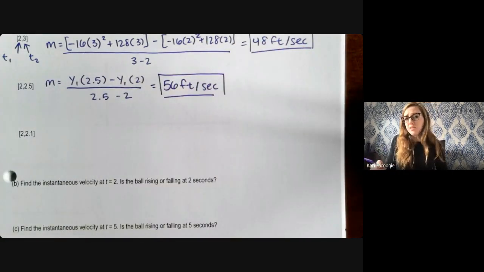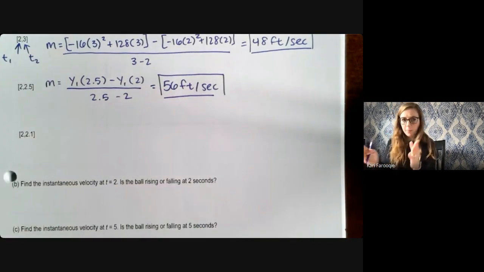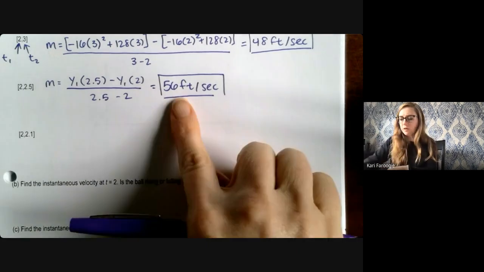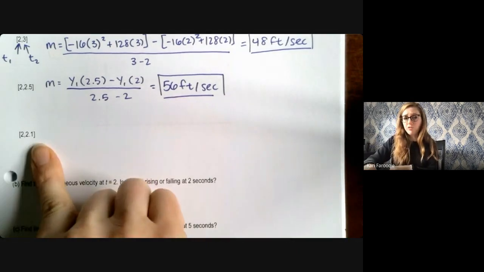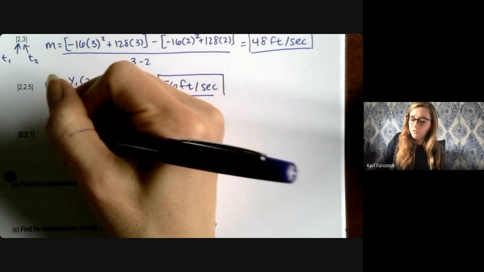Now, you can see that as we narrowed the interval, we went from 2 to 3 and we had 48. But as we got closer and started to narrow this in on the curve, we started to get a larger value. So I'm assuming that if we get even closer still, we're going to see this slope steepen out even more. So we'll find that now.